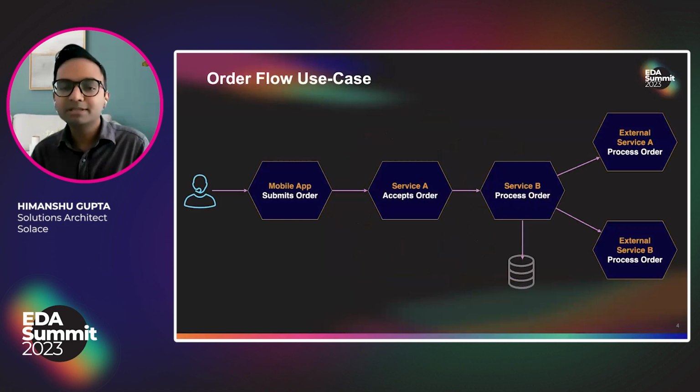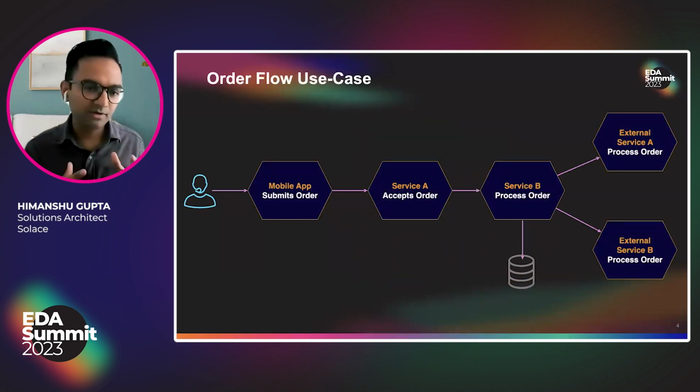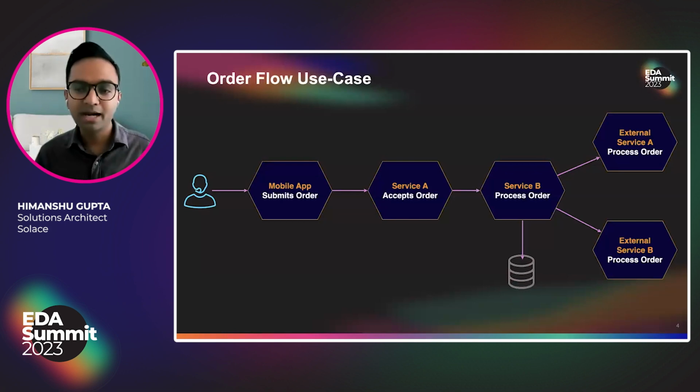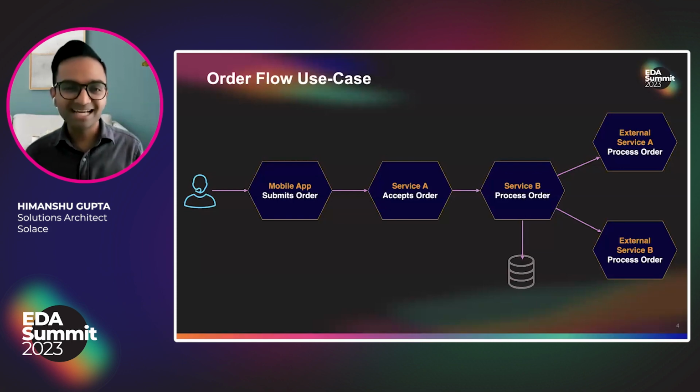So here's another example that demonstrates an order flow. We have a user on the left-hand side who will use the mobile app to submit orders. Another service, let's call it service A, is responsible for accepting this order and maybe doing some additional due diligence. Service B, on the other hand, is responsible for actually processing the order and persisting it to a database. Finally, we have two external services, external service A and external service B, which might be external to your application, organization, or even company. And they're also responsible for processing this order in their own way.